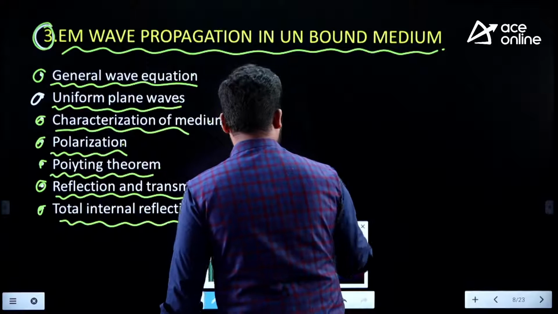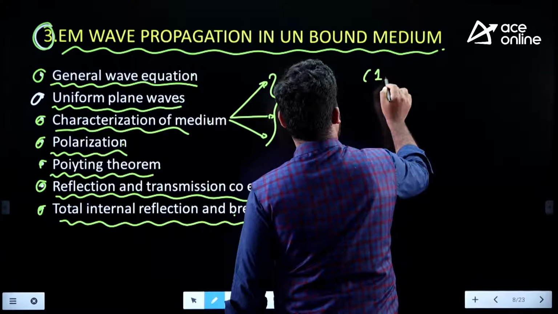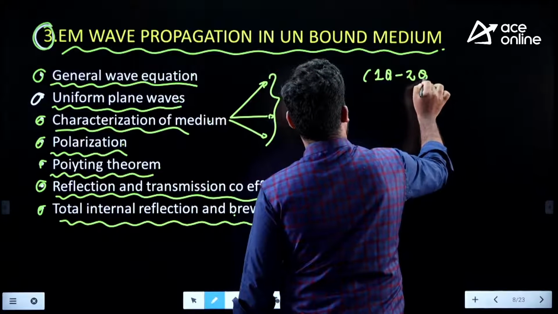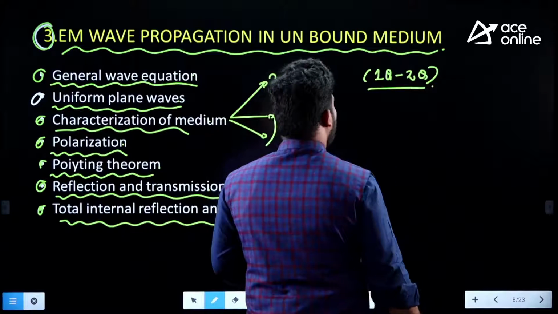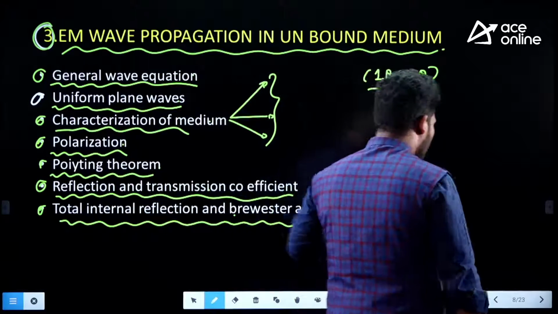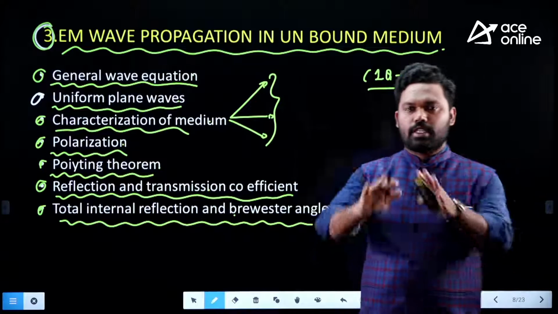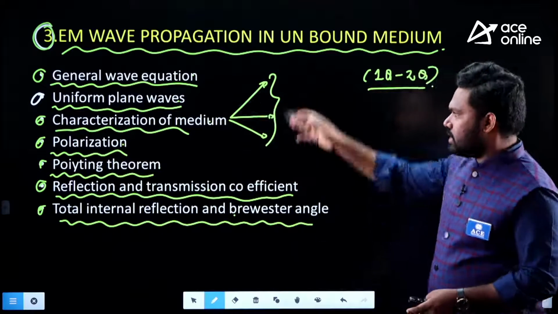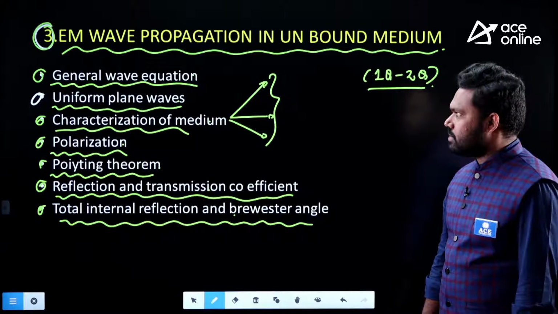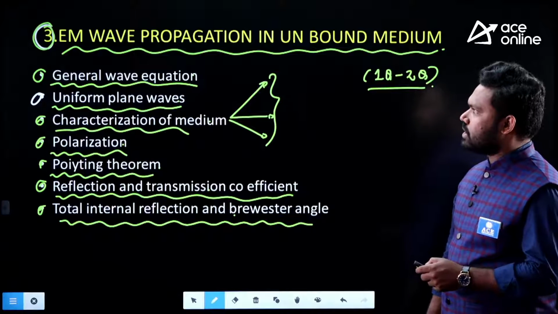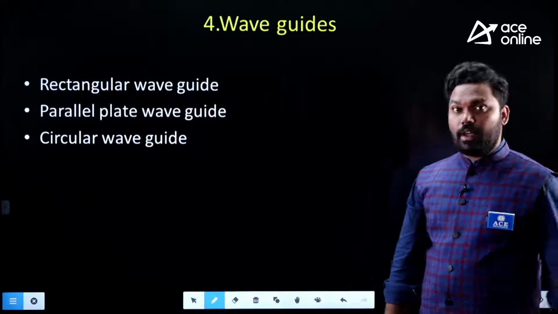Here also 1 to 2 questions are expected. I'm talking from the GATE point of view. And then this is an electromagnetic wave in the unbound medium. That means if there are no boundaries, this would be the behavior and these are the things we're going to discuss. And this is where you need to focus. And then the waveguide.